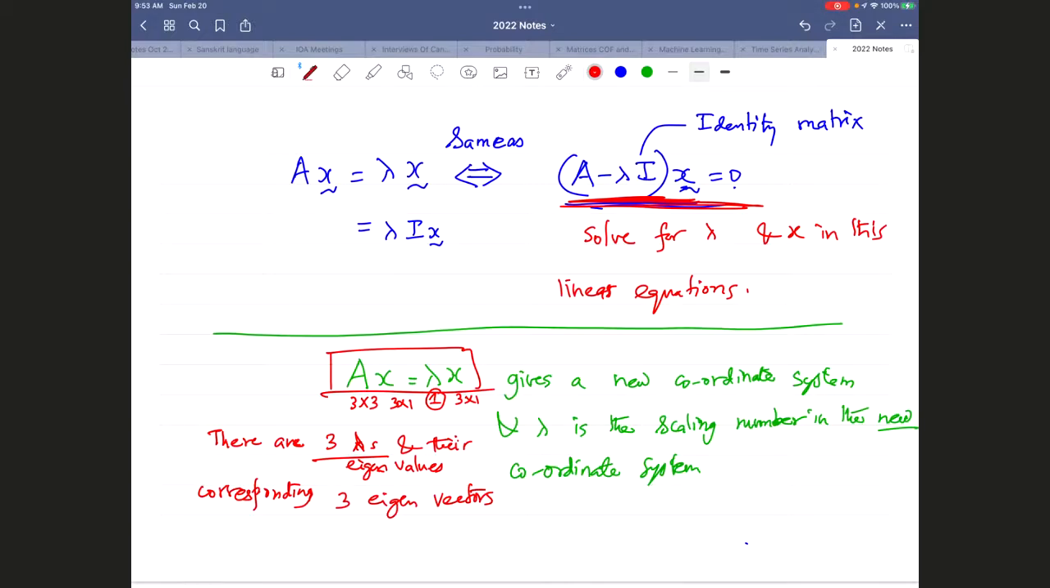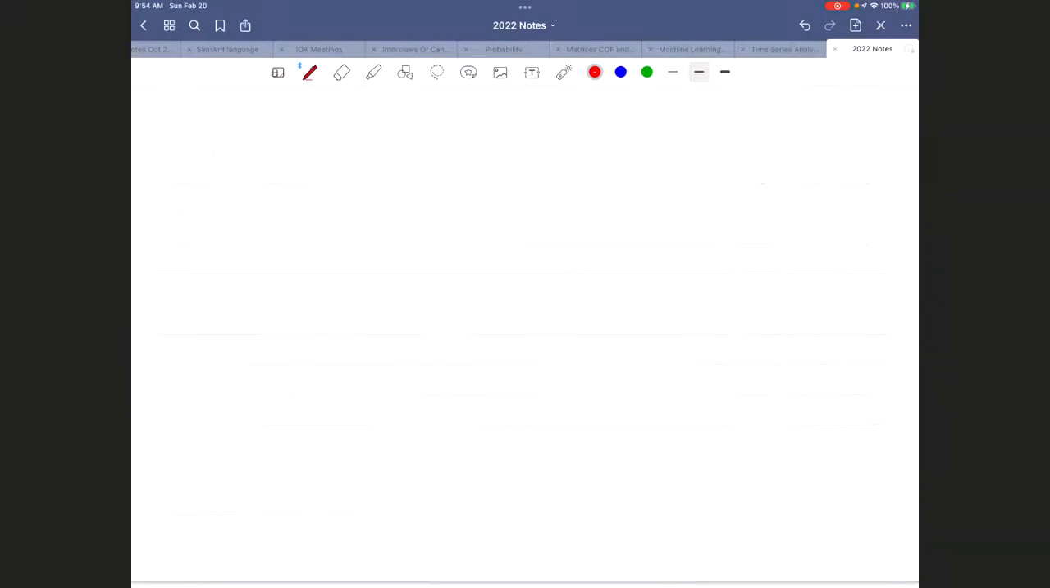That is if it is a positive definite matrix. If it is positive semi-definite, that means at least one of the variances is 0, then there will be fewer than 3 lambdas. Okay, so far so good.